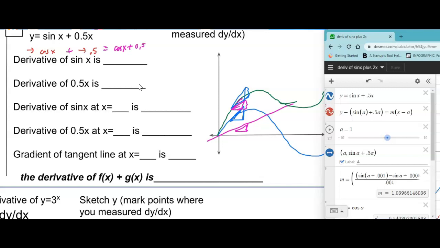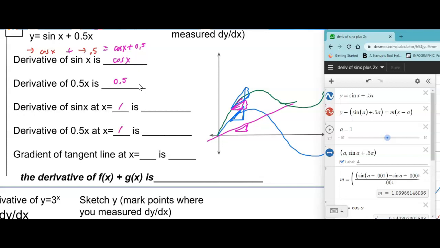So that's very handy because now if we ever see two functions added together, if we know how to take the derivative of each function separately, we know the derivative of both added together. Okay, so let's test this out. The derivative of sine x, of course, is cosine x. The derivative of 0.5x is 0.5. Now let's test it out. We're going to find some values. We're going to find the derivative of sine x at x equals 1. We're going to find the derivative of 0.5x at x equals 1.